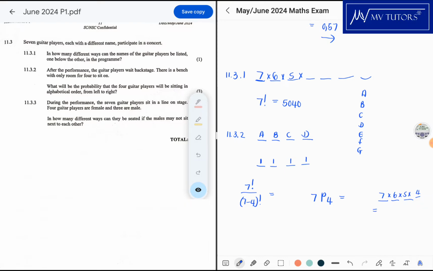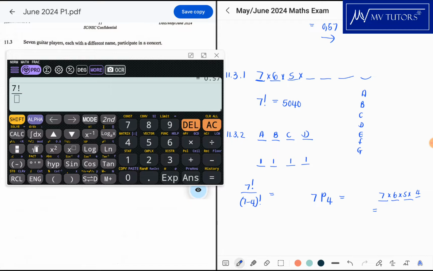Okay, all of them should give you the same answer, but let's just check. So you have 7 factorial, and then 7 minus 4, and then there's the factorial again. Okay, there it is. So it's 840.